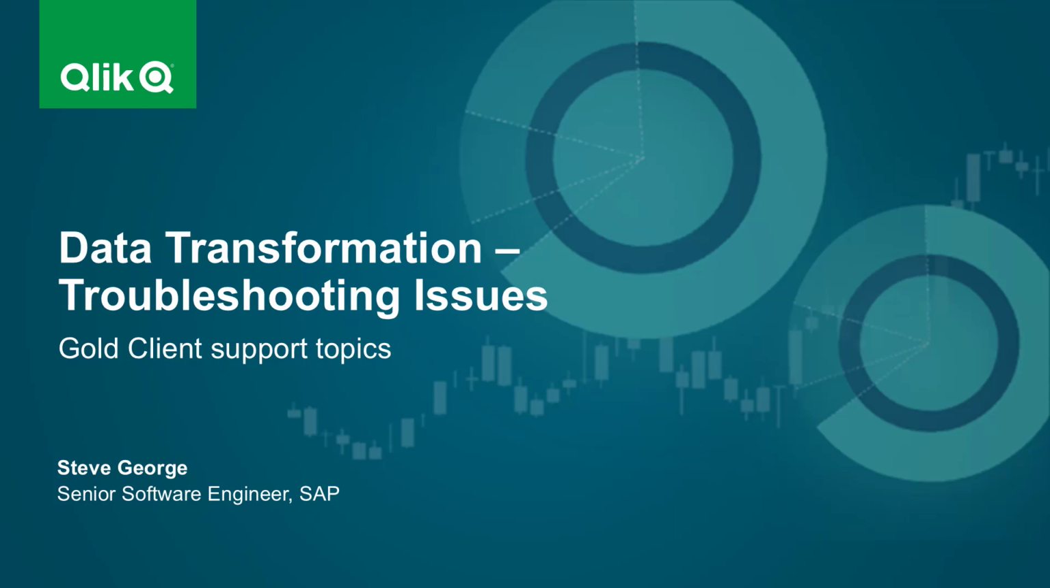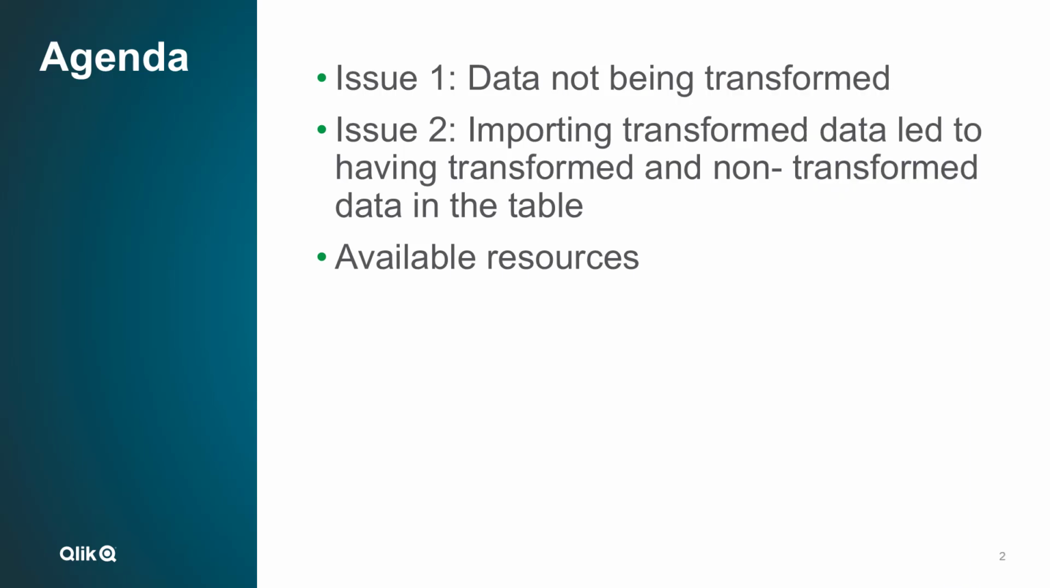In this video, I want to provide some content about what to troubleshoot when the data copy process does not produce data transformation results as expected. This video focuses on two different issues. The first is data not being transformed, and the second is importing transformed data that led to two sets of records in the table, one set which is transformed and one which is not. At the end of this presentation, some additional resources will be shared.